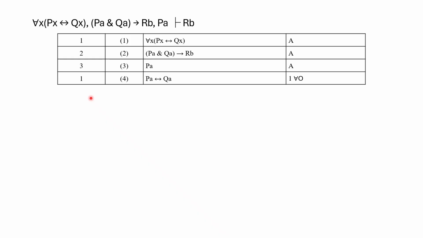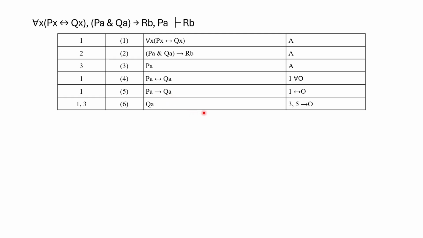Now we have a double arrow, so remember the double arrow is actually two single arrows in disguise. So why don't we use our double arrow out rule to get PA arrow QA, because what we really need to get this conditional statement out is this left side. I've already got the PA, so I need to get the QA to be able to build this antecedent. So if I get this biconditional out and create this conditional statement, I've got the left side of this conditional statement, which means I can get the right side of it through 3 and 5 arrow out.